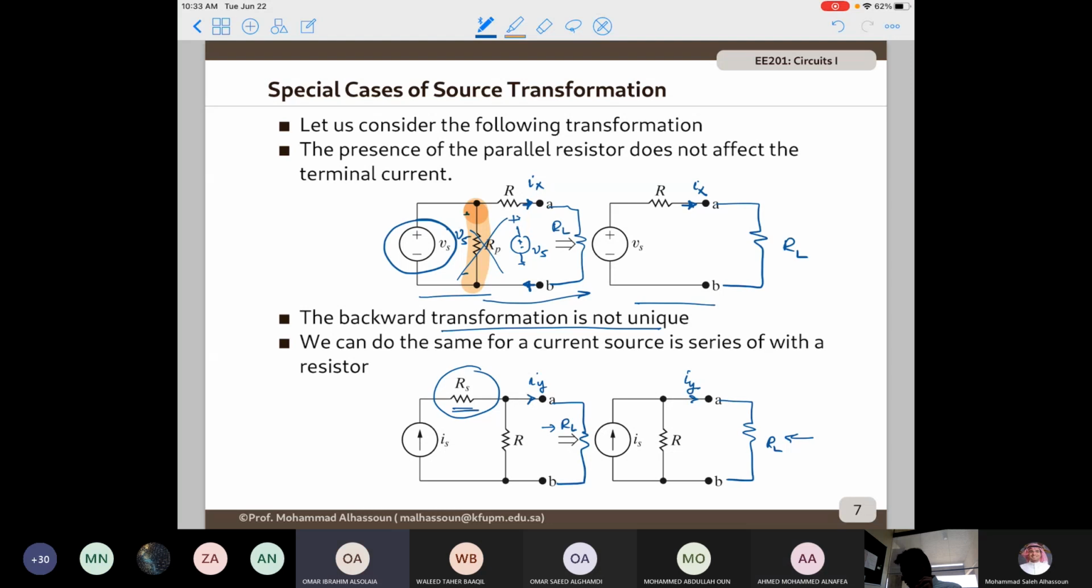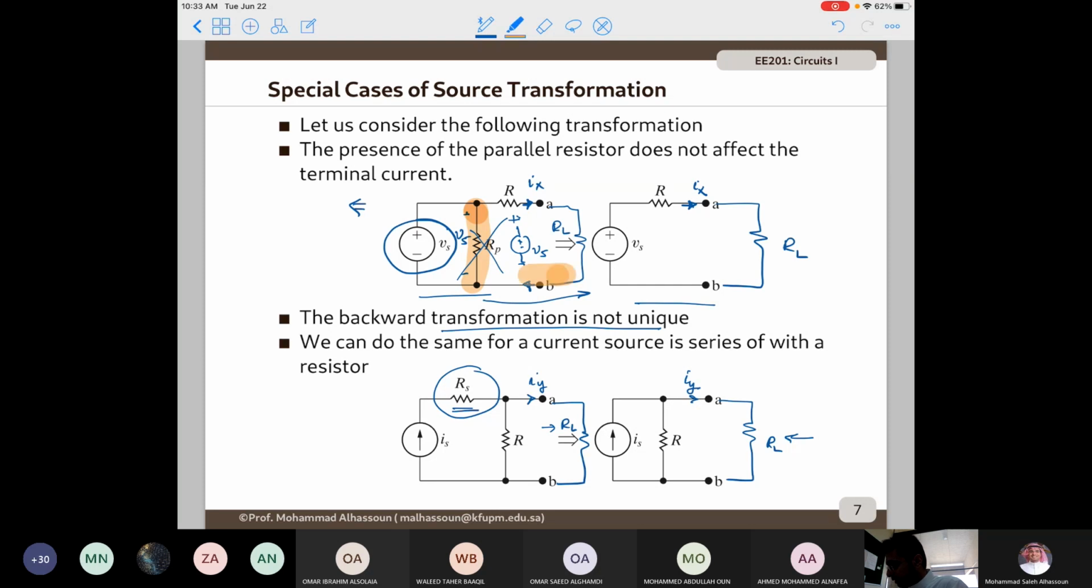Yes, Doctor, I didn't get how the parallel resistor does not affect the current. It does not affect the current supplied to the load. Okay? I still didn't get it. Let's prove it here. If I ask you to find the current supplied to this load, then you would say by Ohm's law, by KVL.